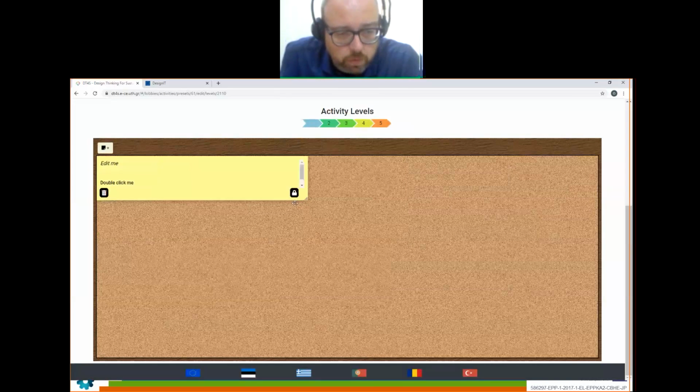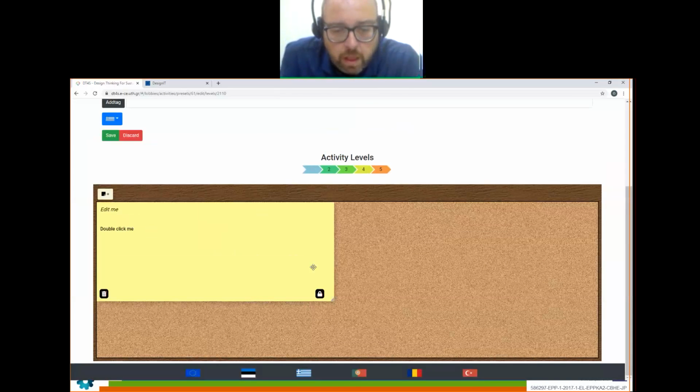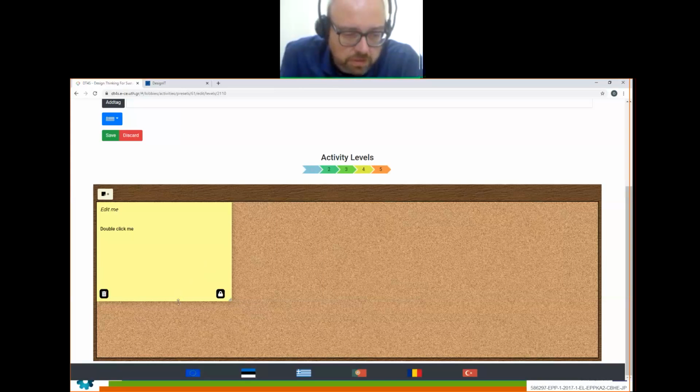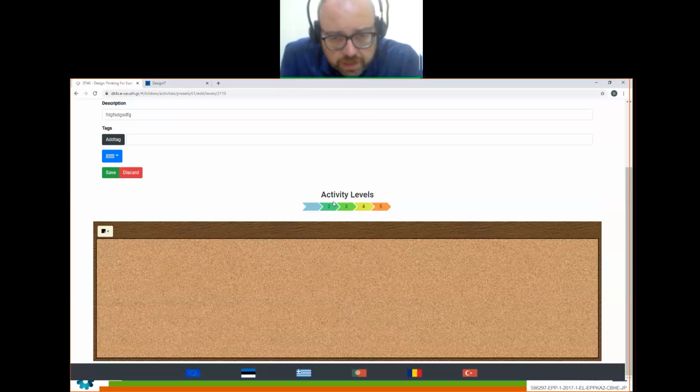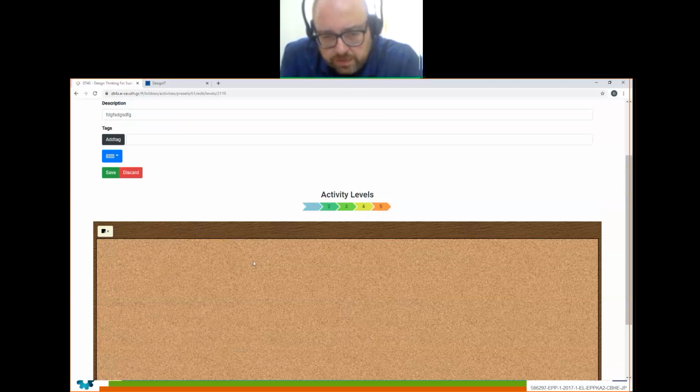I can do whatever I want. I can resize it, etc. All the post-its are locked by default, so that means that basically the students won't be able to change them. So I do that for my different activity levels.